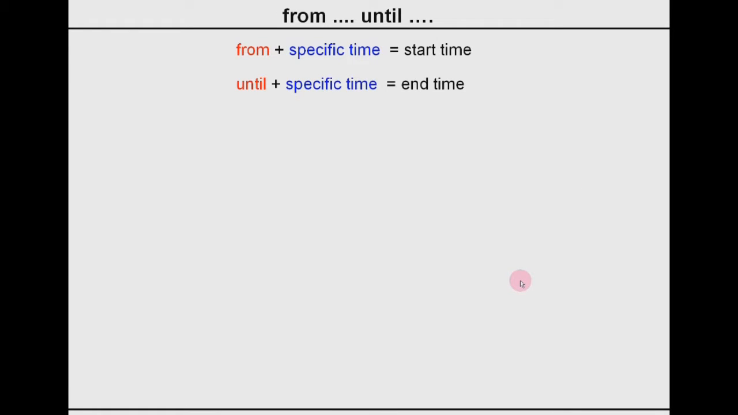From, until. So from plus a specific time indicates the start time of an event. And until plus a specific time indicates the end time of an event.